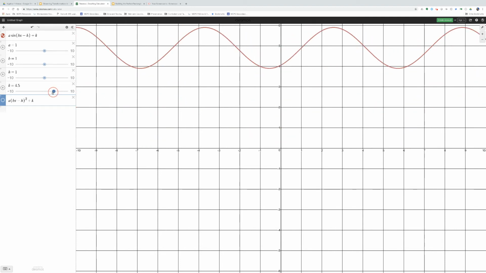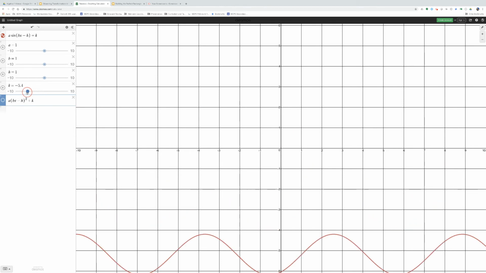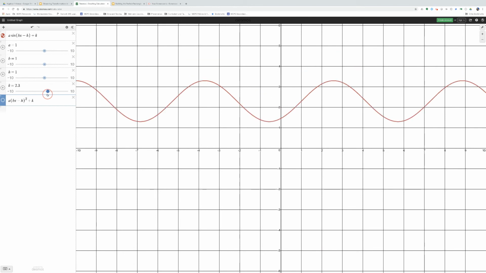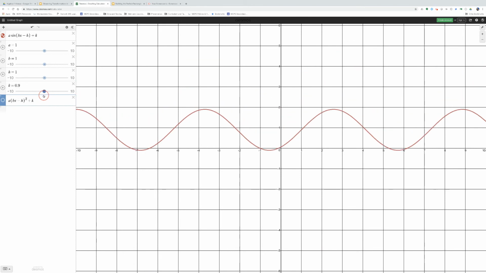Notice as we move k around on the slider, the graph appears to be moving up and down. This is exactly what we want students to notice. But what we want to refine with our students is when k is positive, what's happening? Is it moving up or down? When k is negative, is it moving up or down? And so we want to help students get specific rules.